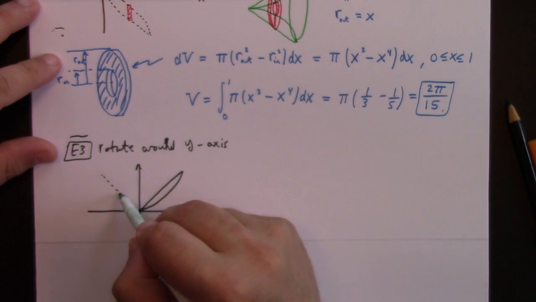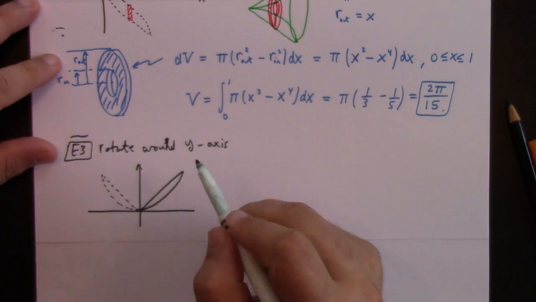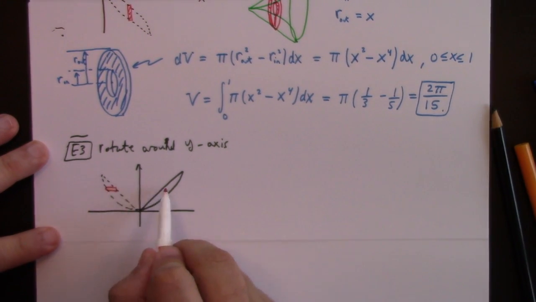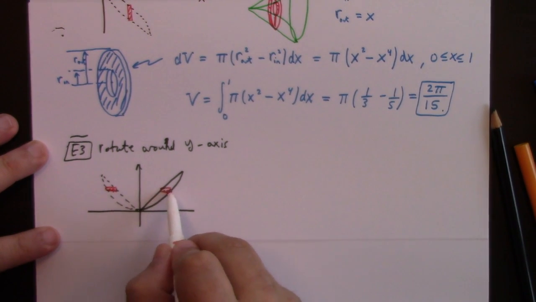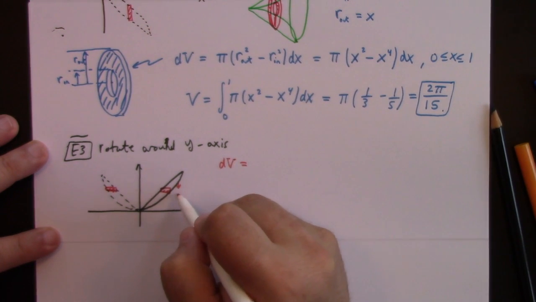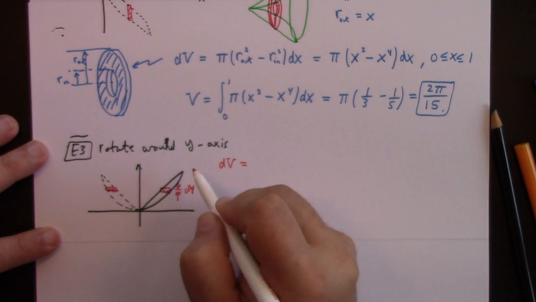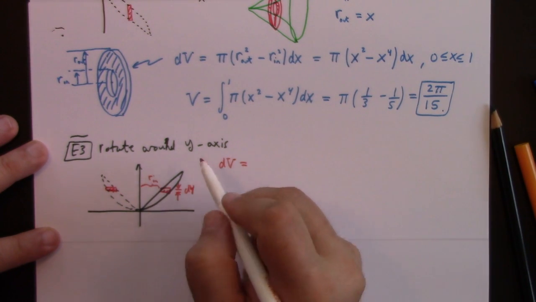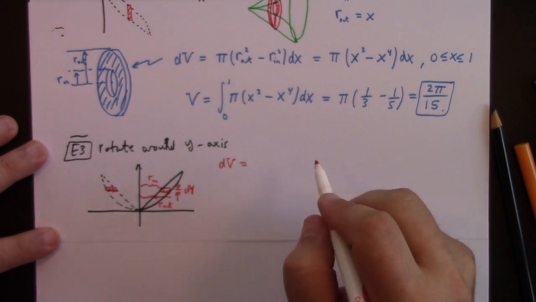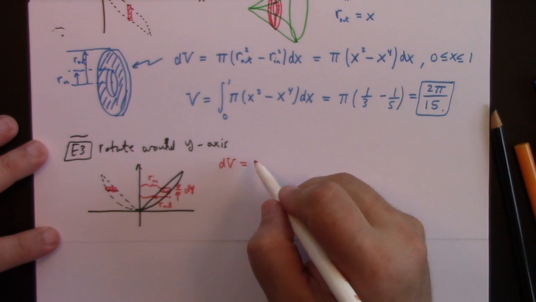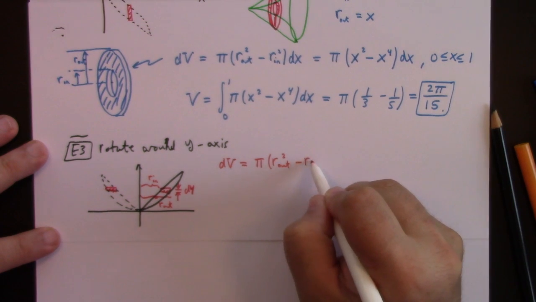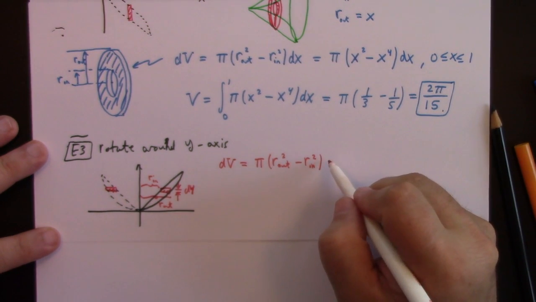So this time it rotates over to here, right? And my little washer is horizontal this time, right? And so like dV, the thickness is dy, right? So I want to write the inner radius and the outer radius in terms of y. This time the tables are turned. Our r in is given by the line, right? So anyway, pi times r out squared minus r in squared dy.